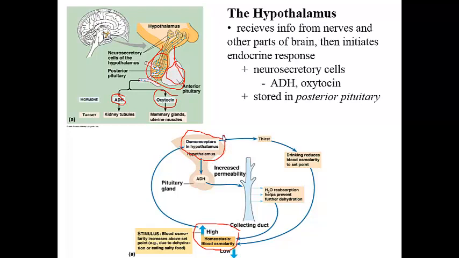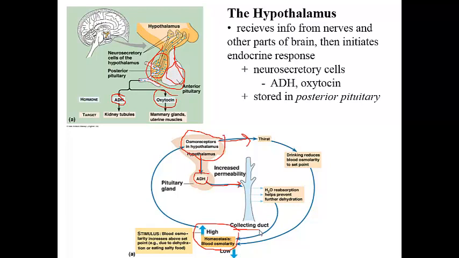If your blood osmolarity increases, meaning you're dehydrated, the hypothalamus will cause two things to happen. One, it'll cause you to become thirsty. And two, it's going to cause your posterior pituitary gland to release antidiuretic hormone. ADH travels to your kidneys and operates on a part of the kidney called the collecting duct, which is at the end of a nephron, a part of the kidney.